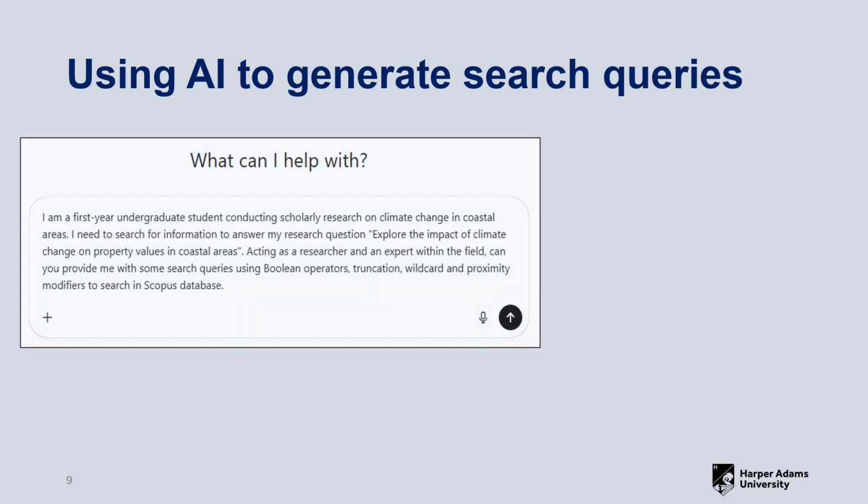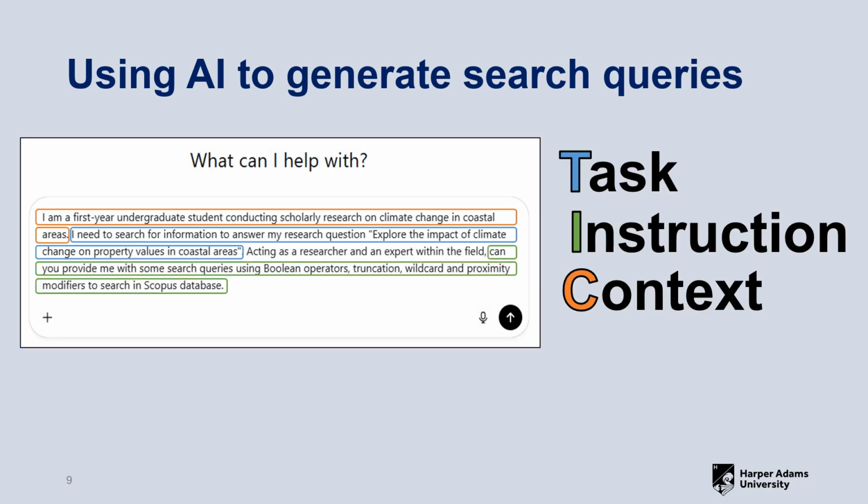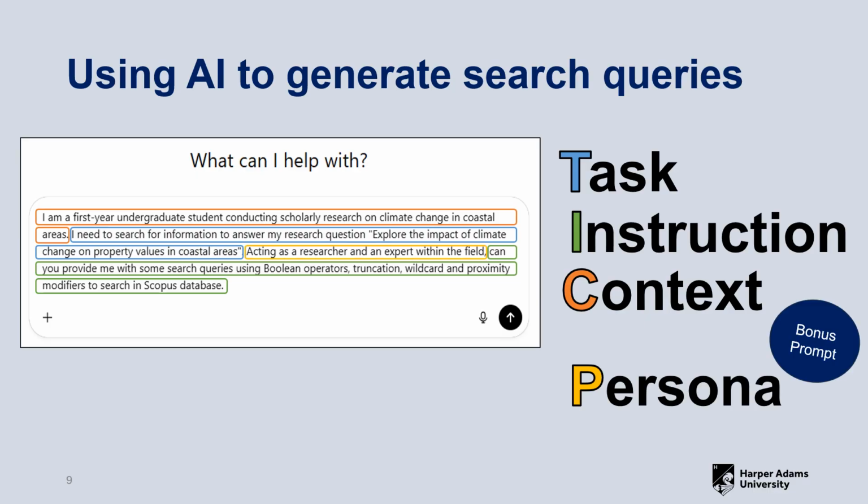We recommend the TIC framework. That's task, instruction, and context, plus adding a persona as a bonus element. Let me break this down with a practical example. Here's how a first year undergraduate student might approach searching for climate change research.